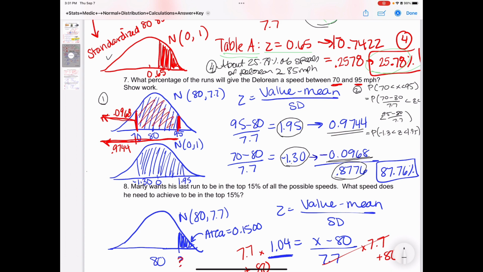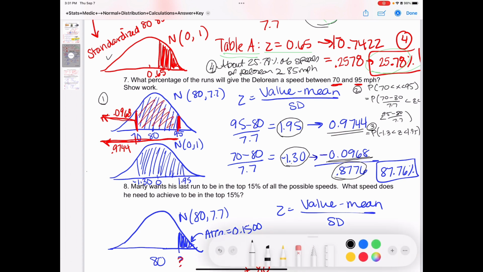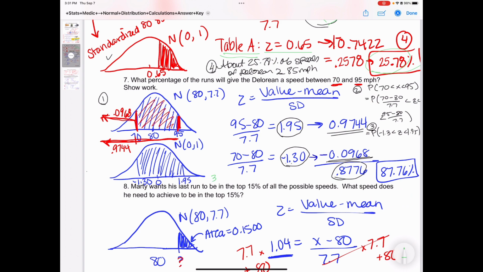I could do that, which of course is my step 3. Or my alternative step 3, what I've shown you guys, is to go ahead and use the calculator. So step 3 could be normal CDF, lower bound 70, upper bound 95, mean 80, standard deviation 7.7. And you're going to get, in step 4, the same thing, 87.7%. And you're going to write a quick sentence: the percentage of runs that give the DeLorean a speed between 70 and 95 is 87.76%.